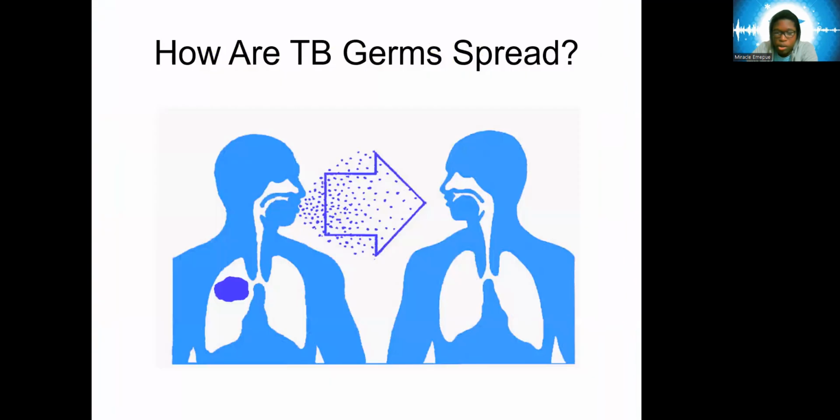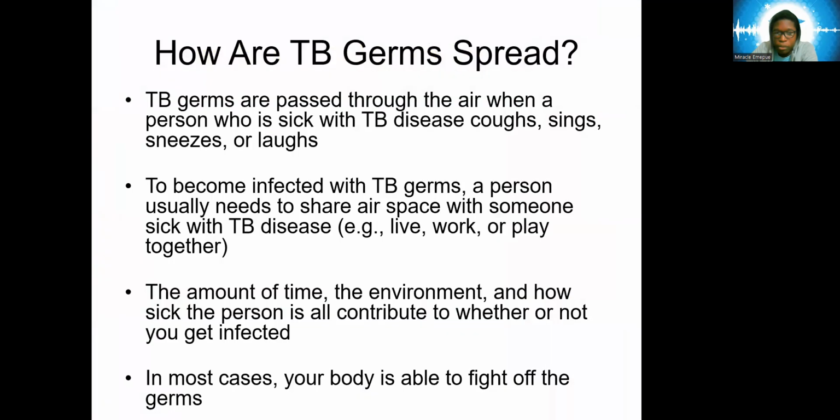How are tuberculosis germs spread? TB germs are passed through the air when a person who is sick with tuberculosis disease coughs, sneezes, sings, or laughs. To become infected with tuberculosis, a person usually needs to share airspace with someone sick with TB disease. For example, living, working, or playing together. The amount of time, the environment, and how sick the person is all contribute to whether or not you will get infected. However, in most cases, the body is able to fight off the germs.